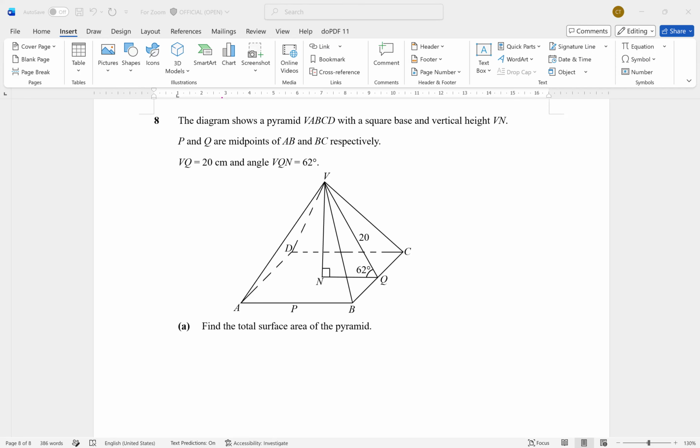Hi students, in this video I'll be going through a question regarding the volume and surface area of a pyramid. Okay, so let's read the question.